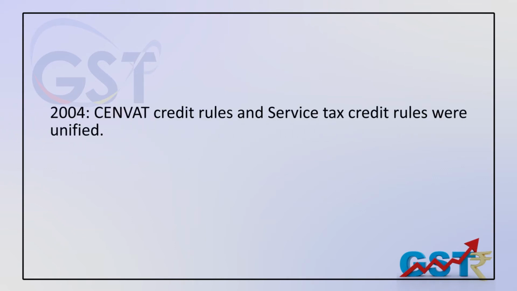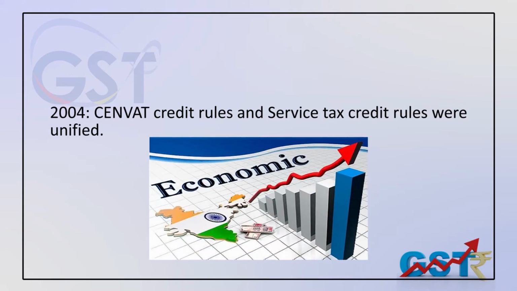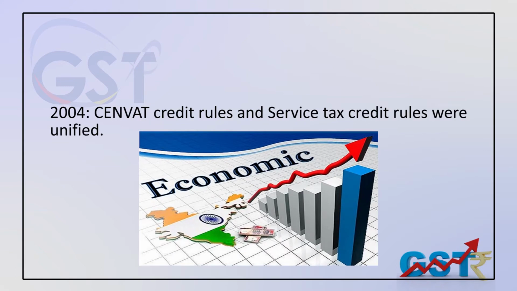And again in 2004, the old VAT credit rules, which were introduced in 2000-2001, and the service tax credit rule, which was introduced in 2002, were unified. So, it is a continuous process. To cope up with the ever-changing socio-economic condition, we have to reform the tax structure, because tax is an important part of the Indian economy. So, for the reform in the Indian economy, we have to restructure the taxation system of India, that is direct tax and indirect tax. Here we are mentioning only the indirect tax structure.